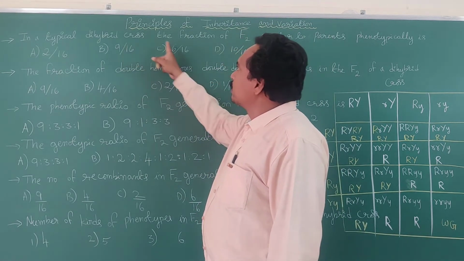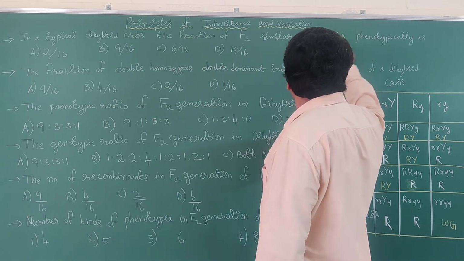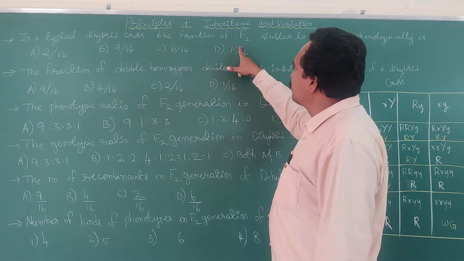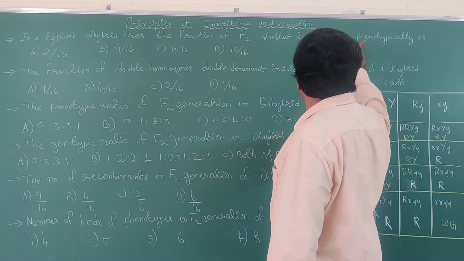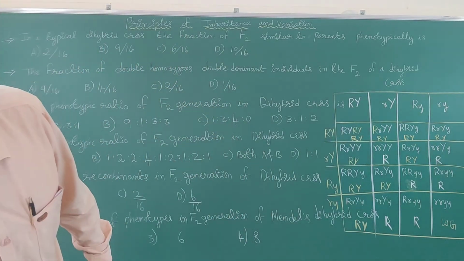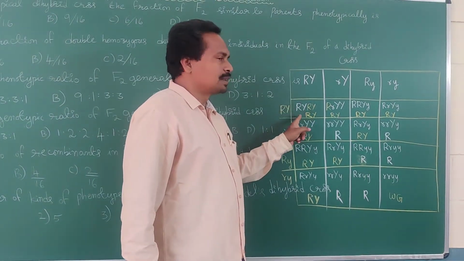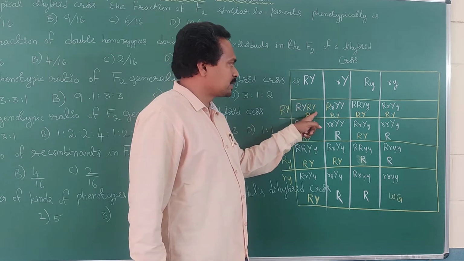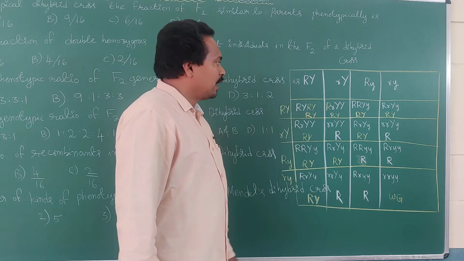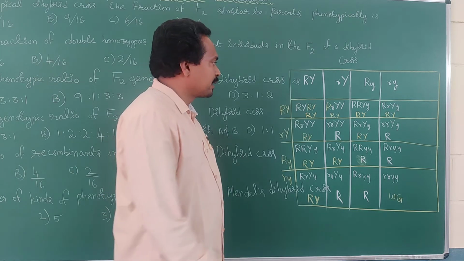In a typical dihybrid cross, the fraction of F2 similar to parents phenotypically is. How many progenies are found in this checkerboard F2 generation? 16 progeny. So each row consists of 4. 4 into 4, 16 progeny. Among these 16 progeny, how many of the progenies exhibit the parental characters?